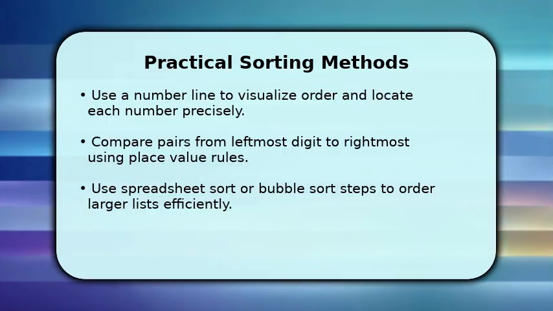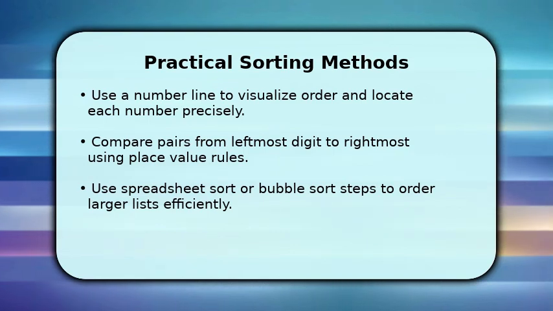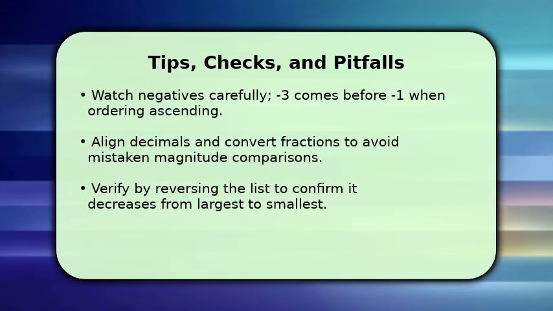For larger lists, use a spreadsheet sort or simple bubble sort steps to move larger numbers right. Bubble sort swaps adjacent numbers repeatedly until the list is ordered correctly. Check results by scanning left to right for increasing values. Be careful with negative numbers because -3 comes before -1 in ascending order.